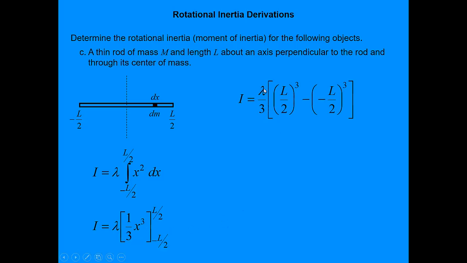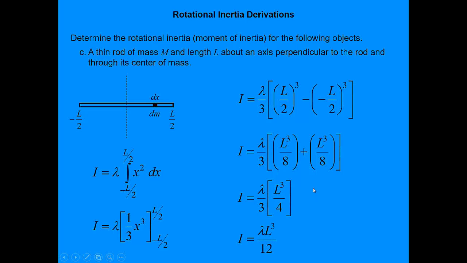And there we go. So we've got lambda over 3, and then we plug in positive L over 2 cubed minus negative L over 2 cubed. Now you got to be a little careful with the negative signs, right? L over 2 cubed is, of course, L cubed over 8, but negative L over 2 cubed is negative L cubed over 8. And minus a negative will be a positive. Very important that we get the right thing here, right? Cubed means negative times a negative times a negative, right? So you get a negative out. So that becomes L cubed over 8 plus L cubed over 8. Add those together, you get L cubed over 4.